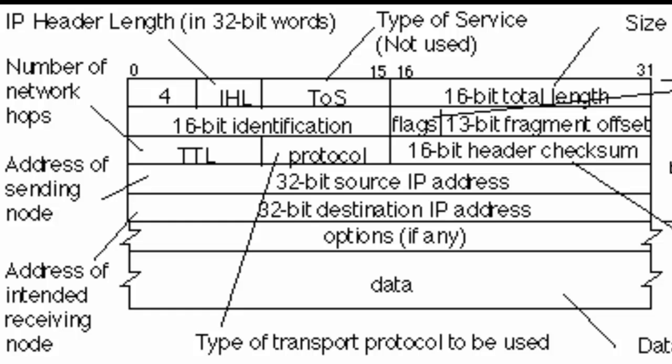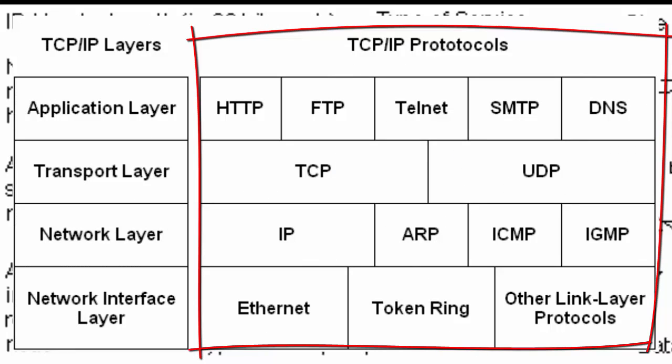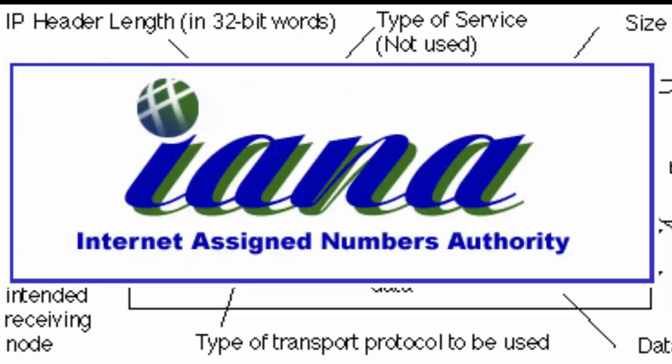And then we will see about the protocol. This field contains the protocol used in the data portion of the IP datagram. The Internet Assigned Numbers Authority, that is IANA, maintains a list of IP protocol numbers.